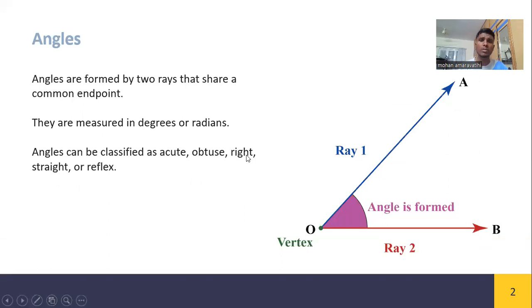Next we discuss angles like O to A. Here we can see the diagram with O to A and O to B, where O to A is ray 1 and O to B is ray 2. Between them an angle is formed at the vertex, and angles are measured in degrees or radians. Angles can be classified as acute, obtuse, right, straight or reflex angles.